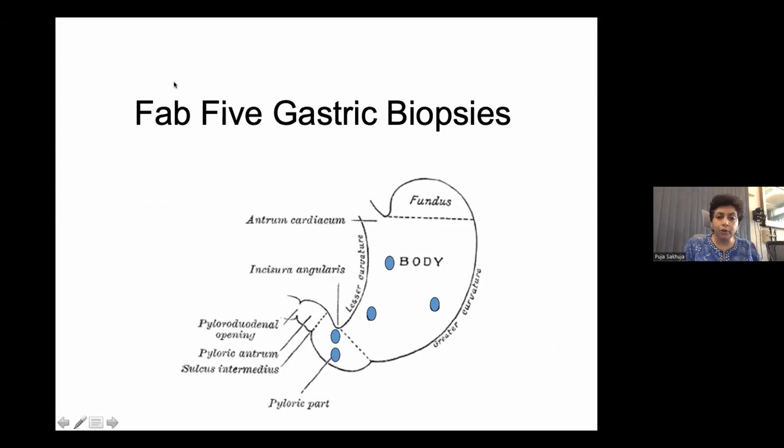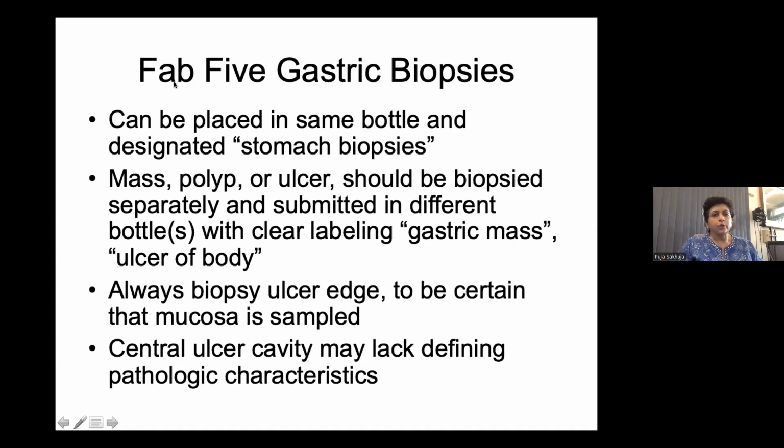So it is important to take these 5 biopsies, as that would cover conditions that are more commonly in the gastric body and conditions that are more commonly in the antrum, as we'll see as we go ahead. So these can be placed in the same bottle, as I said, but if there is an ulcer, a mass, a polyp, something else, then that should be placed in a separate bottle and labeled separately.